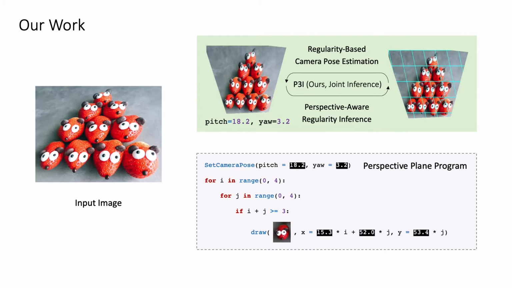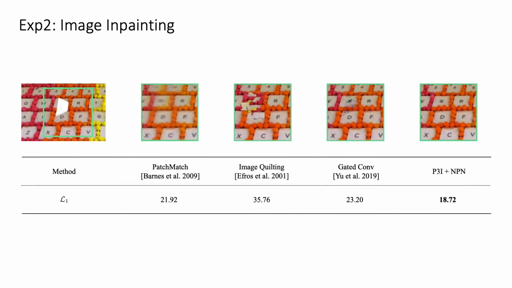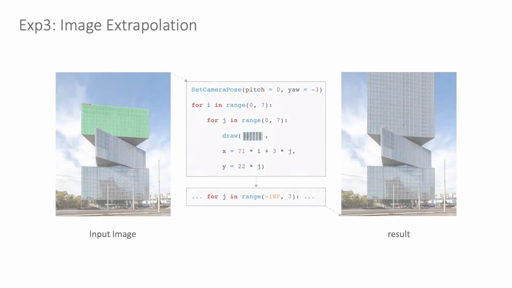The joint optimization gives accurate camera pose estimation results. The inferred program supports image manipulation. Our model outperforms baselines for image inpainting. Moreover, we can extrapolate the image by changing the parameters of the programs.